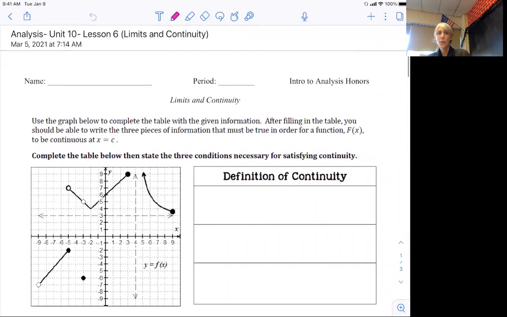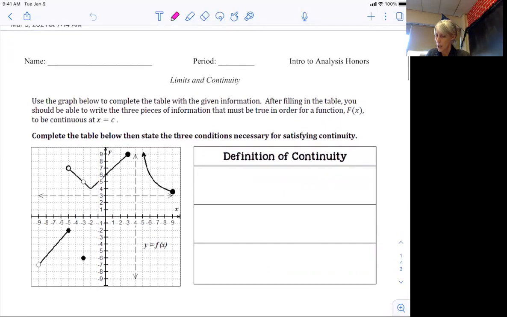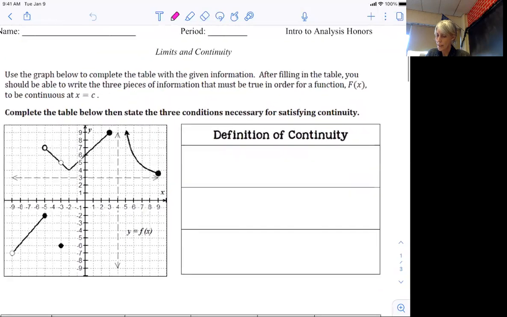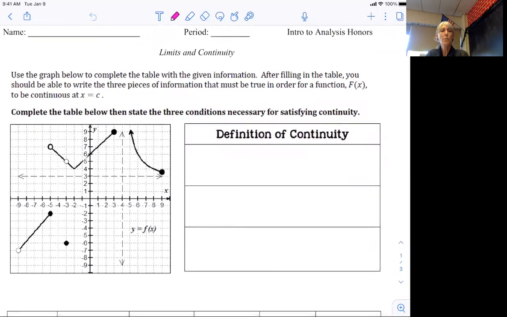Guys, today we're on Unit 10, Lesson 6, and we're going to be discussing limits and continuity. So we're going to start today's lesson. We're going to use the graph below to complete the table with the given information. After filling in the table, we should be able to write the three pieces of information that must be true in order for a function to be continuous at x equals c.